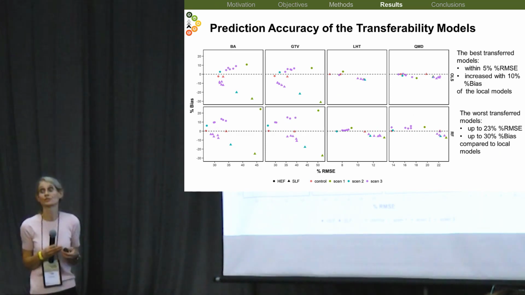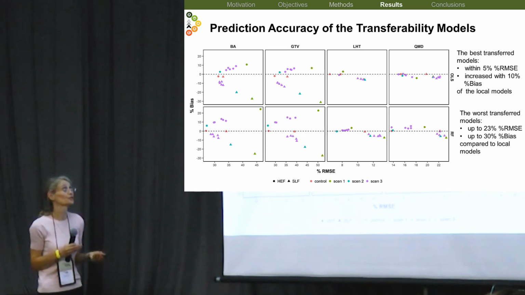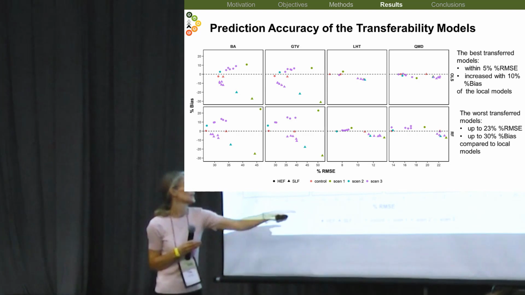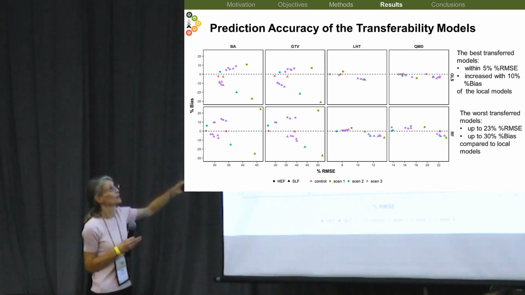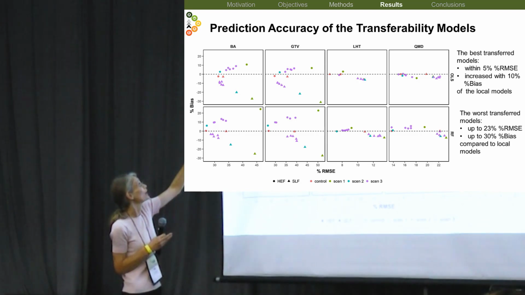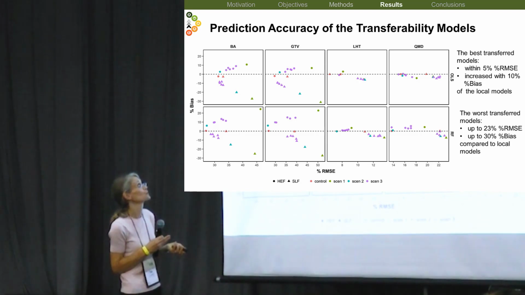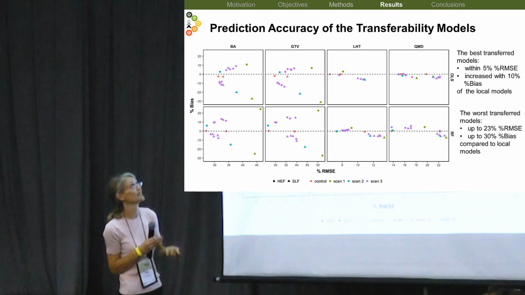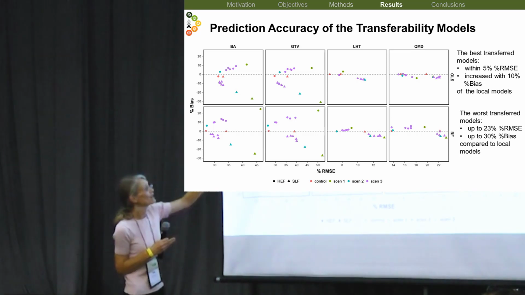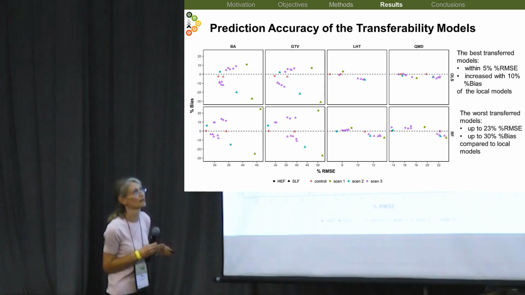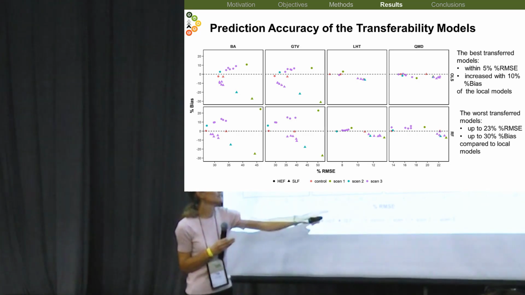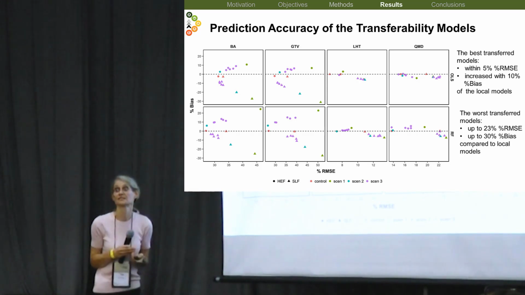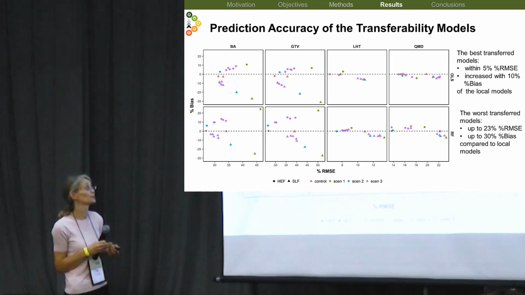So then, in terms of the prediction results that we have. On the bottom is our percent mean square error. Here's our bias. We have our basal area, our gross total volume, Lorey's height, and then quadratic mean diameter. We have our parametric model on the top, and the random forest model on the bottom. And the different colors represent the different scenarios that we ran.